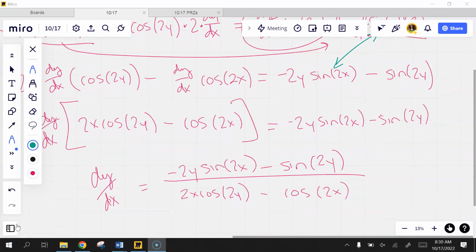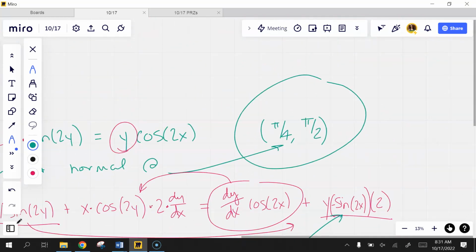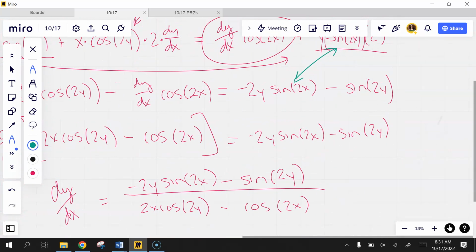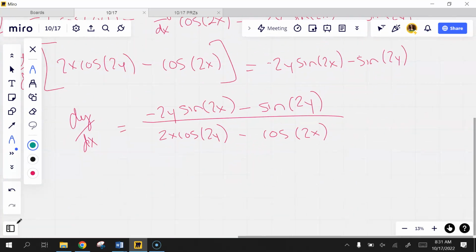I can plug in, I can find the slope, and then I can write my equation of my line, right? I already have a point, so that's nice. I don't have to go in and plug anything in. I've got my x and my y. So really all I need is a slope. The derivative will give me that. But I've got a nasty derivative here. And I am plugging in pi over 4. What was my other point? Pi over 2.